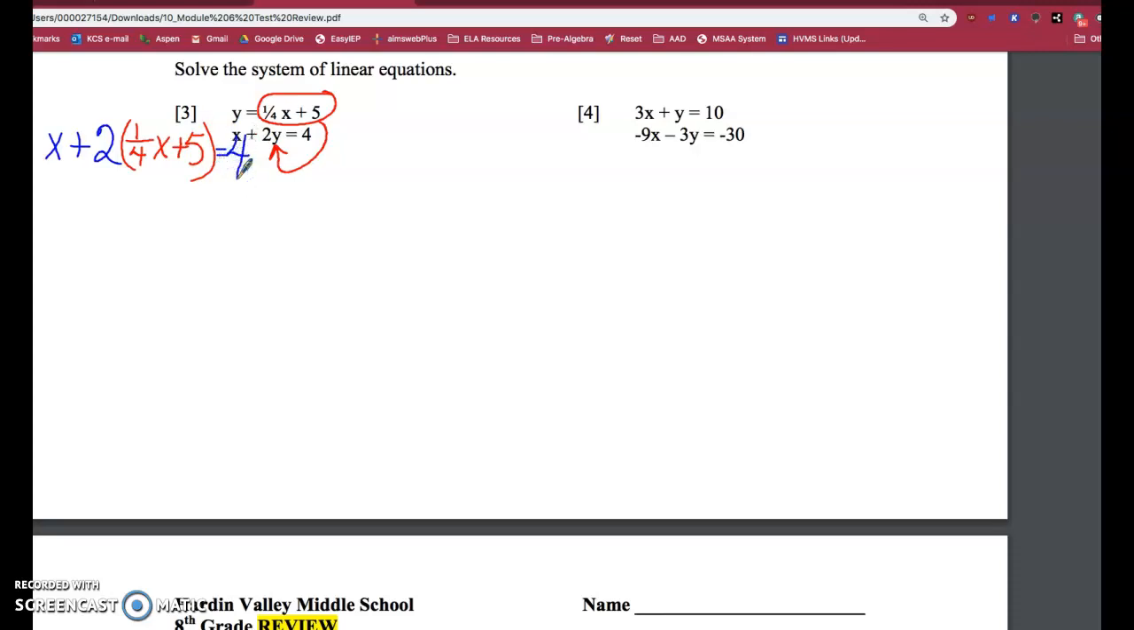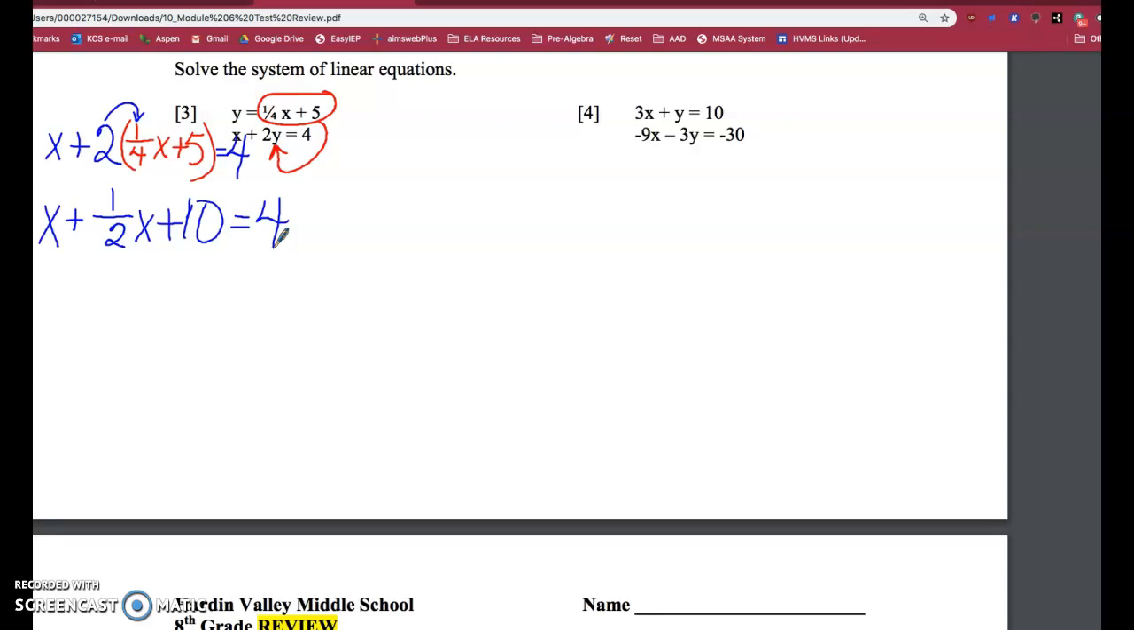Okay, now solving it. Got to distribute. 2 times 1/4 x, that's going to be 2/4, plus 2 times 5 is 10. Okay, now I'm going to actually back up right here because I know that 2/4 simplifies to 1/2. That will make things a little easier as we're working.